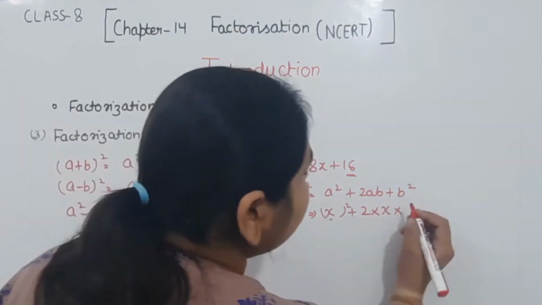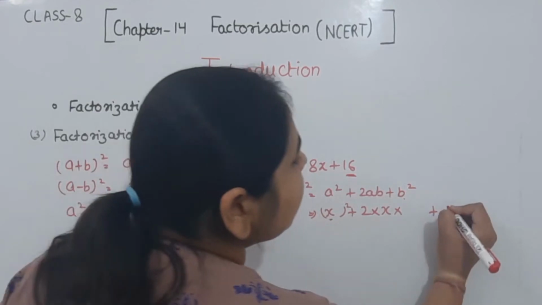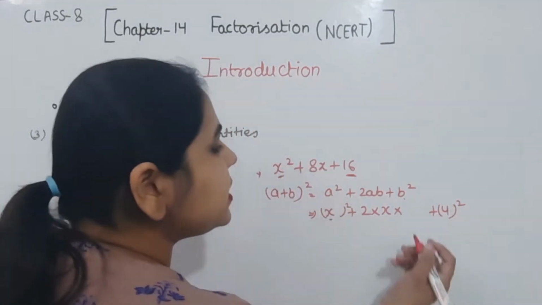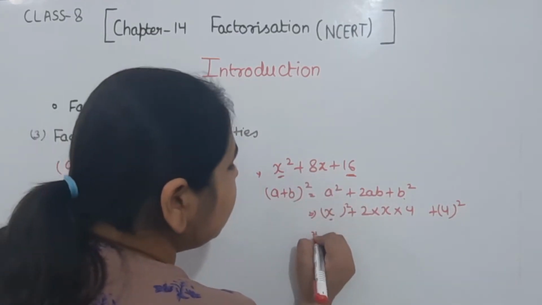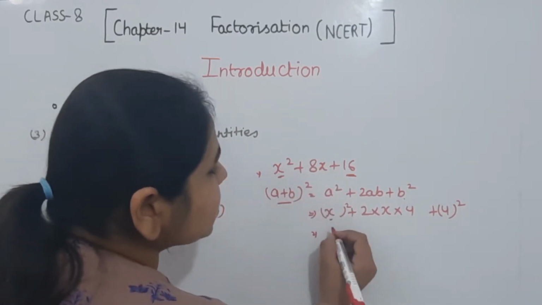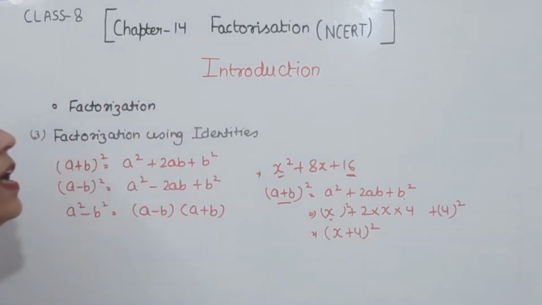Now we have to find b. Before that, I am going to write b square. I am going to write this as 4 square, since 4 fours are 16. So b is 4. Now 4 twos are 8x, which we have here. So now I am going to write this as (a plus b) square, where a is x and b is 4. So this is (x plus 4) square. This is the method when we are using factorization by identities. Now comes the next one.